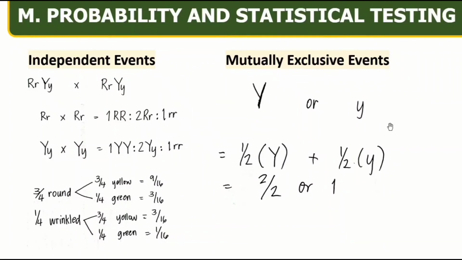How about for mutually exclusive events? Ano ba yung tinatawag natin na mutually exclusive events? Okay, when two events are said to be mutually exclusive, the probability that the individual will have one of these characteristics is equal to the sum of their probabilities.